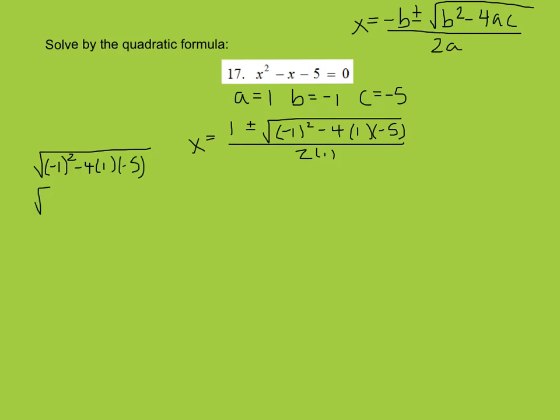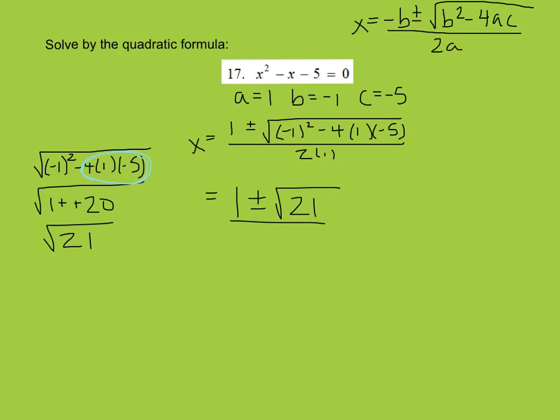Okay, so negative 1 squared is 1 minus 4 times 1 times negative 5 is negative 20. And if I'm subtracting a negative, I'm really adding. So that gives me the square root of 21. I don't know what the square root of 21 is, so we leave it just like that. 1 plus or minus the square root of 21 over 2 times 1 is 2.